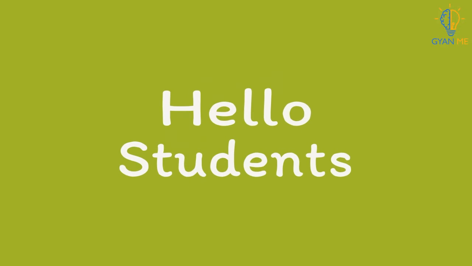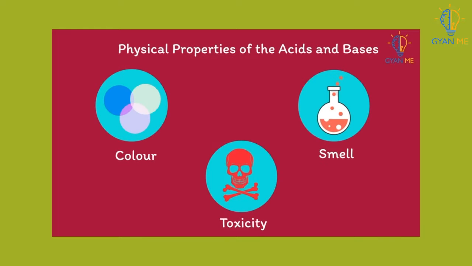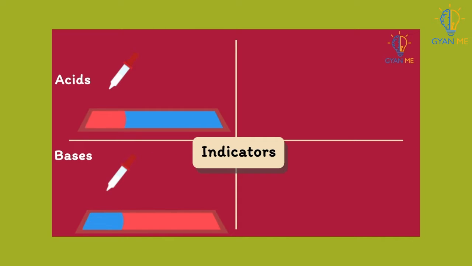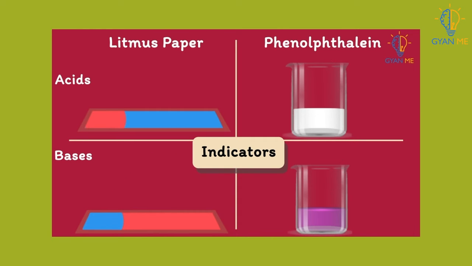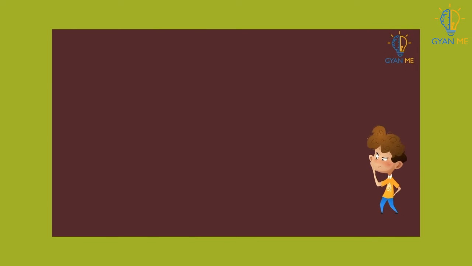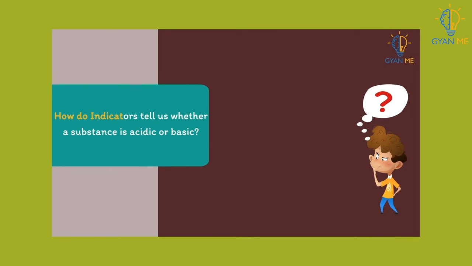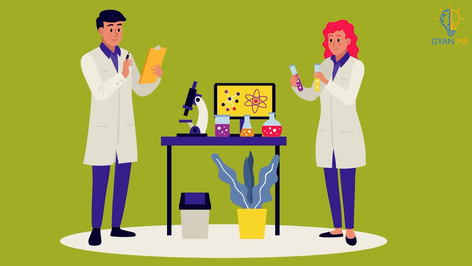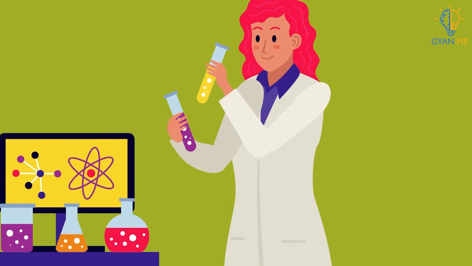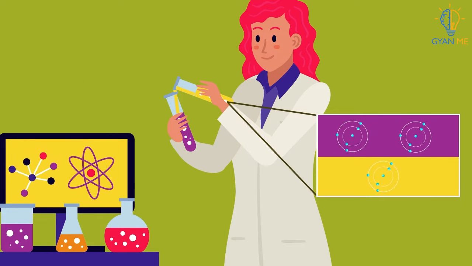Hello students, in our previous video, we have learnt about the physical properties of acids and bases. We also learnt about indicators that are used to identify whether a particular substance is an acid or a base. We also learnt about different types of indicators. In our today's video, let us learn about the chemical properties of acids and bases.